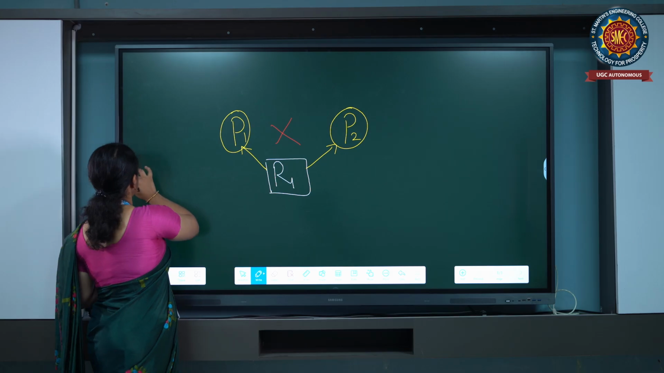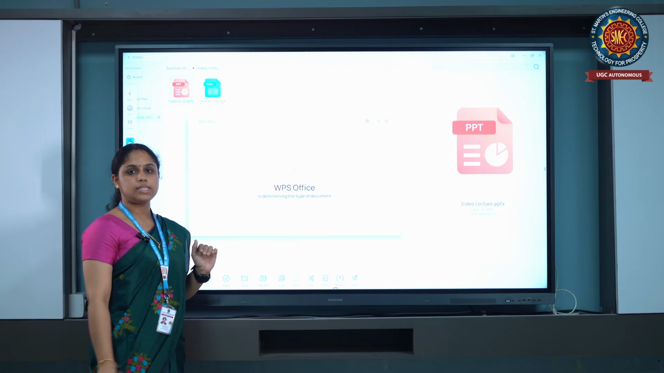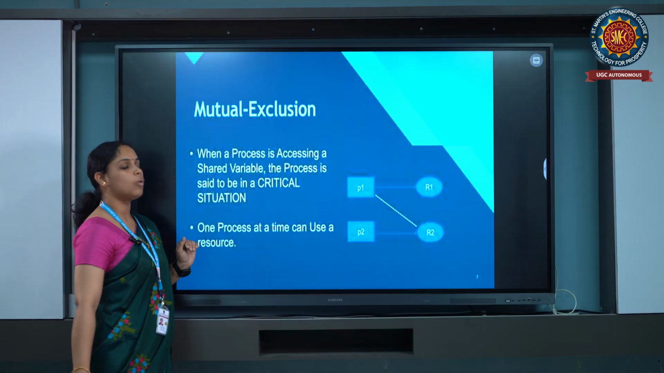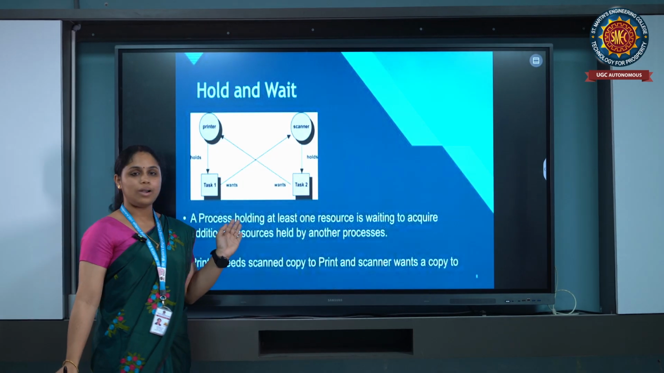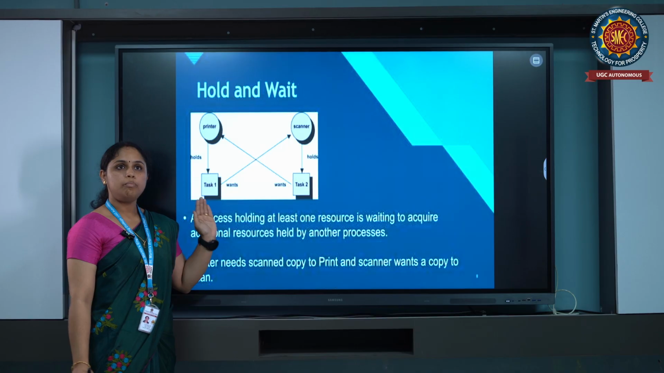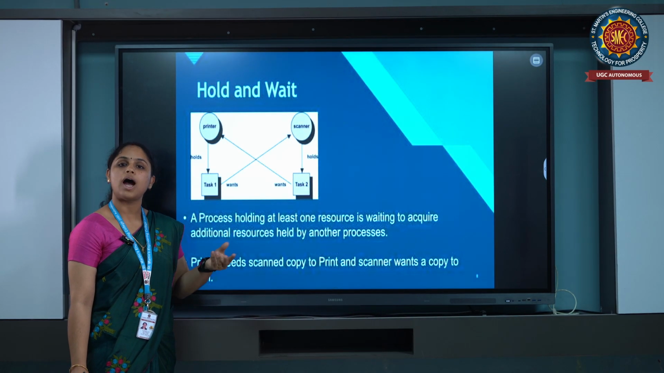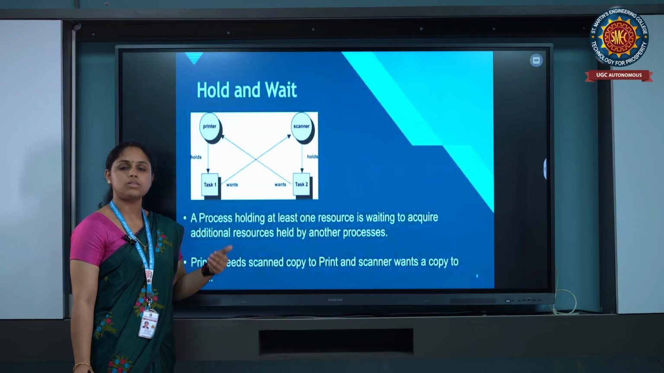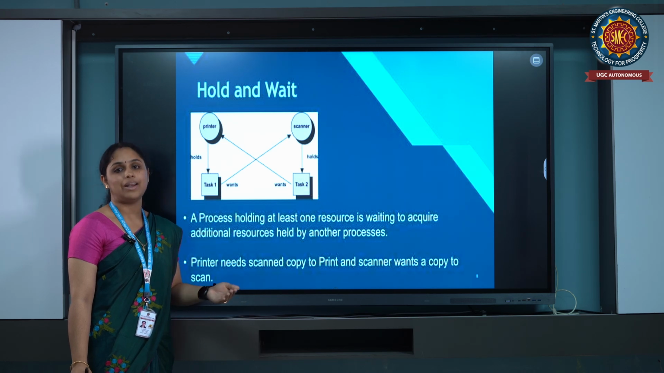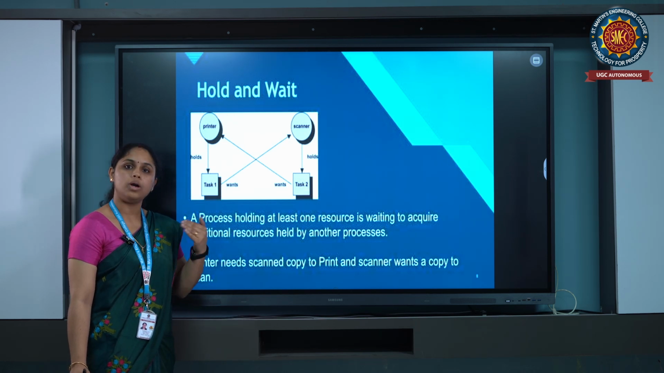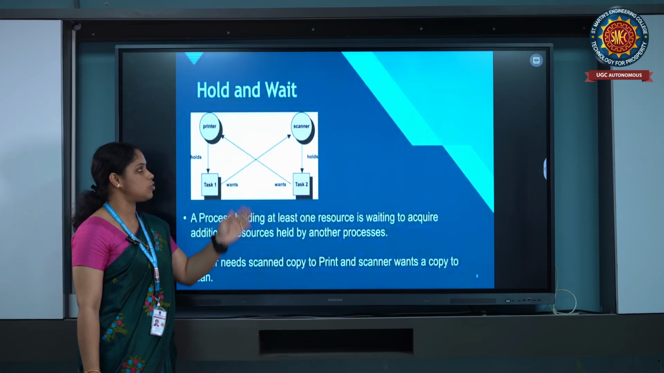Another condition is called hold and wait. Hold and wait means one process is holding one resource and it is waiting for another resource. We have already discussed the situation of deadlock. If the system allows hold and wait, the process can hold one resource while waiting for another resource. That is the situation of hold and wait.